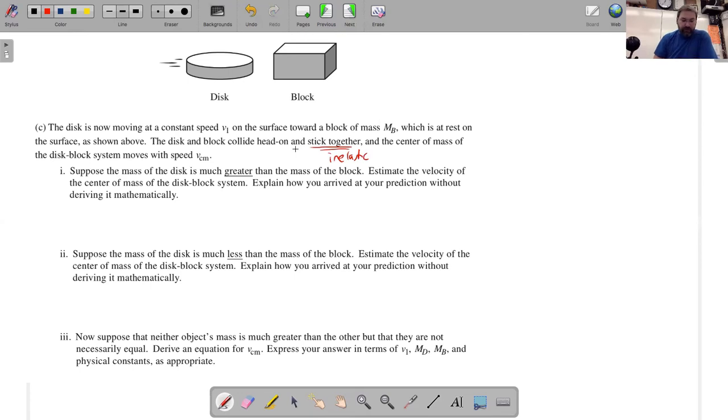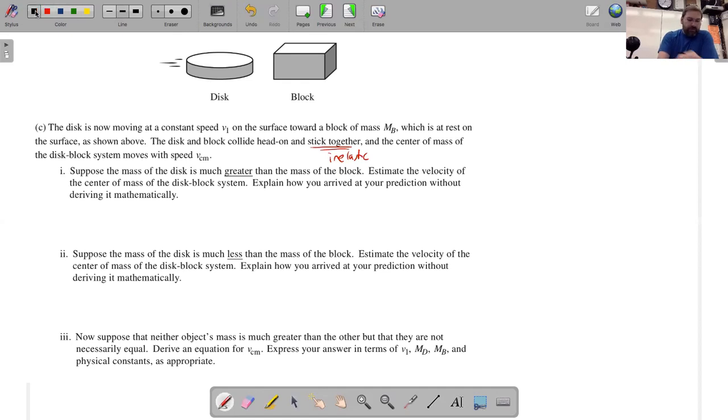In the center of mass, the disk-block system moves with the speed v c sub m. Suppose the mass of the disk is much greater than the mass of the block. Estimate a velocity for the center of mass of the disk-block system. Explain how you arrive at your prediction without deriving it mathematically.